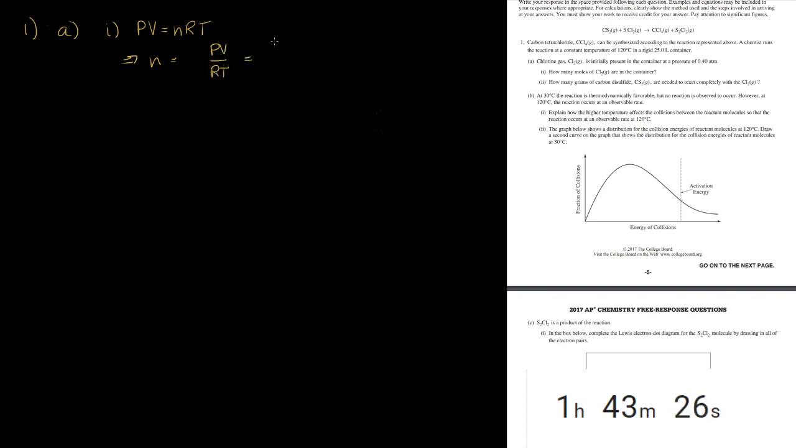So we know that the pressure is 0.4. I'm going to just type this into my calculator here to save time. The pressure is 0.40 atmospheres, 2 sig figs. The volume is 25.0 liters. R, in this case, is going to be 0.08206. That's on the equation sheet if you don't remember it. And the temperature is 120 Celsius. Important to remember to convert that to Kelvin. So 120 plus 273.15. That should do it.